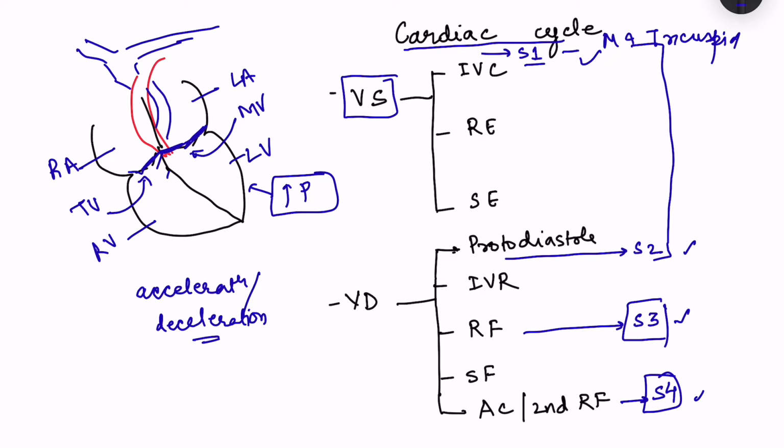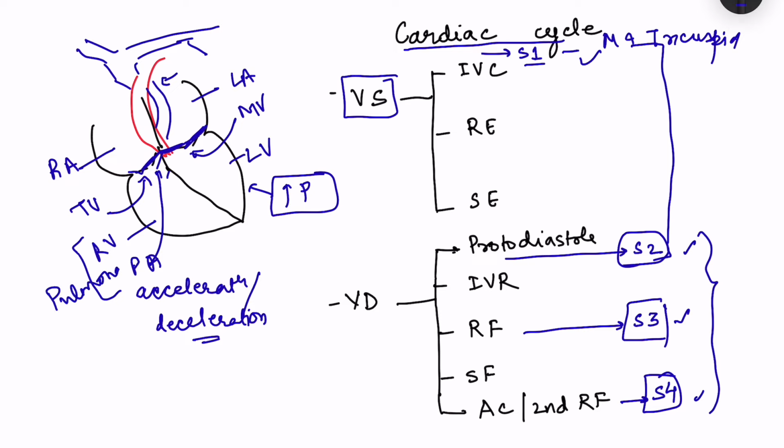Then S2, S3 and S4 are heard during ventricular diastole. S2 is due to closure of the semilunar valves which are present between the ventricles and the blood vessels. So there is a valve between the right ventricle and the pulmonary artery. This blue one is the pulmonary artery. So this valve is the pulmonary valve.